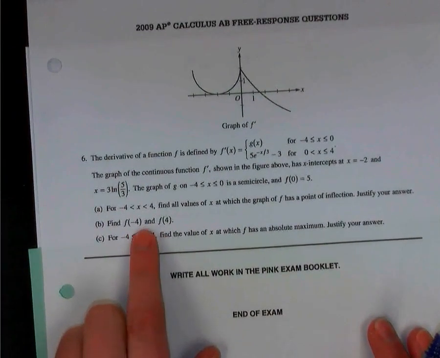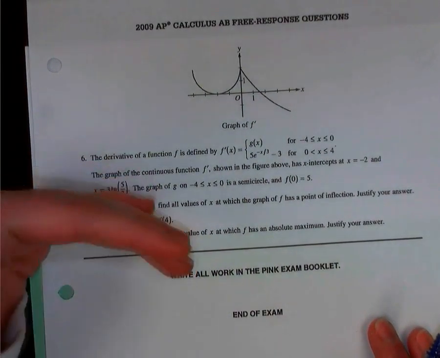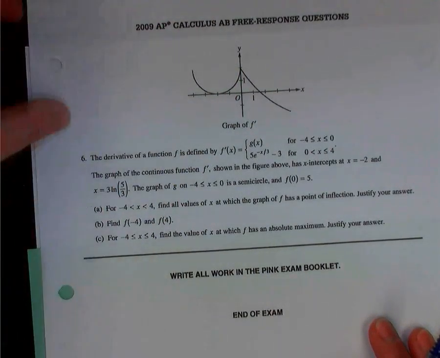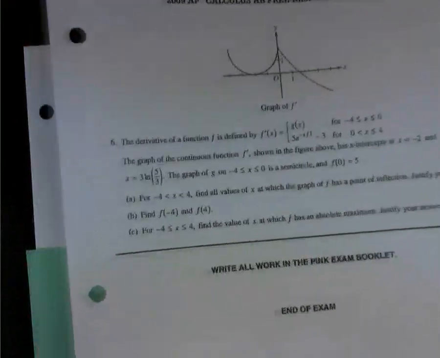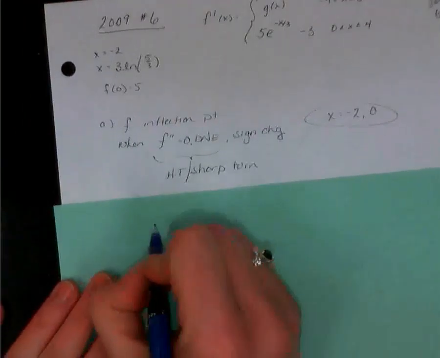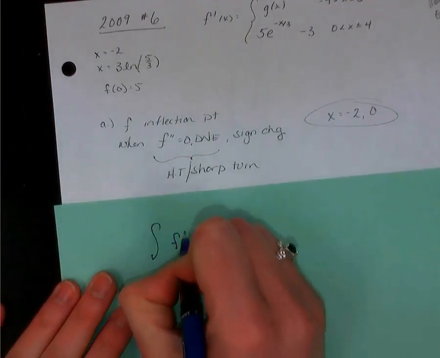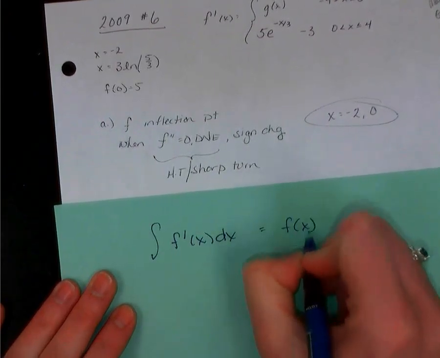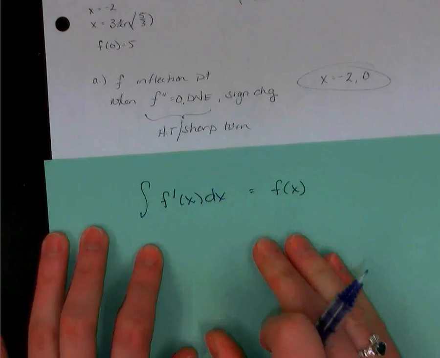They're asking me about f. So if I have information on the derivative and they want me to go back to the original, I need to integrate something. Here's the trick. If I integrate f prime of x, I get f of x. I think you can understand that thought.